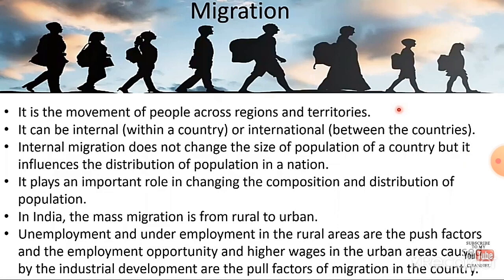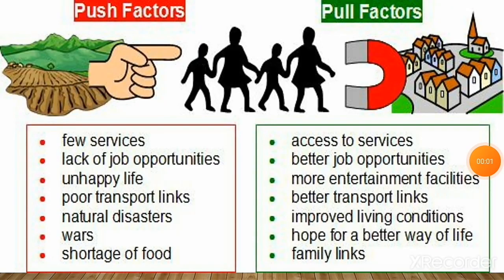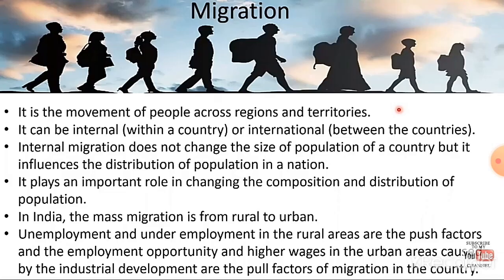Next, unemployment and underemployment in the rural areas are the push factors, and employment opportunity and higher wages in the urban areas caused by the industrial development are the pull factors of migration in the country. Let me see what is push factor and what is pull factor. Here we saw unemployment and underemployment in the rural areas are the push factor, and employment opportunity and higher wages in the urban areas caused by industrial development are the pull factor.